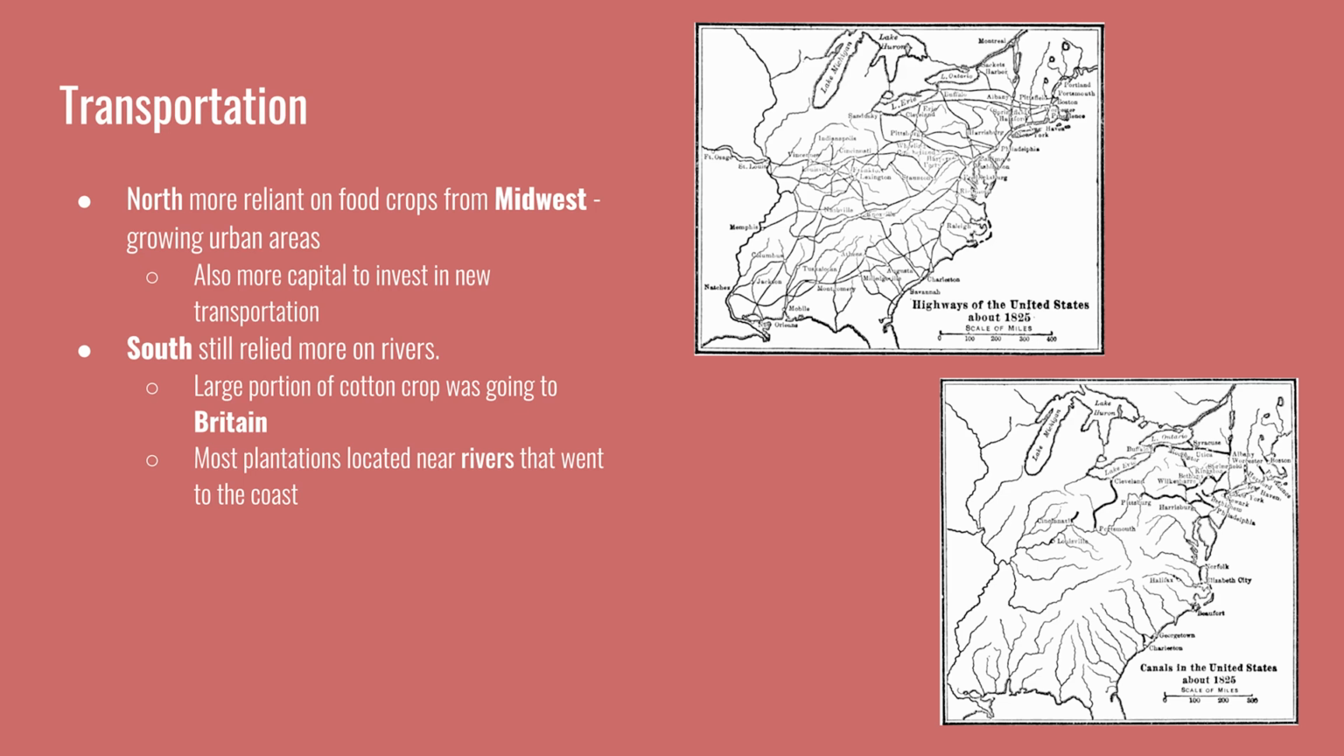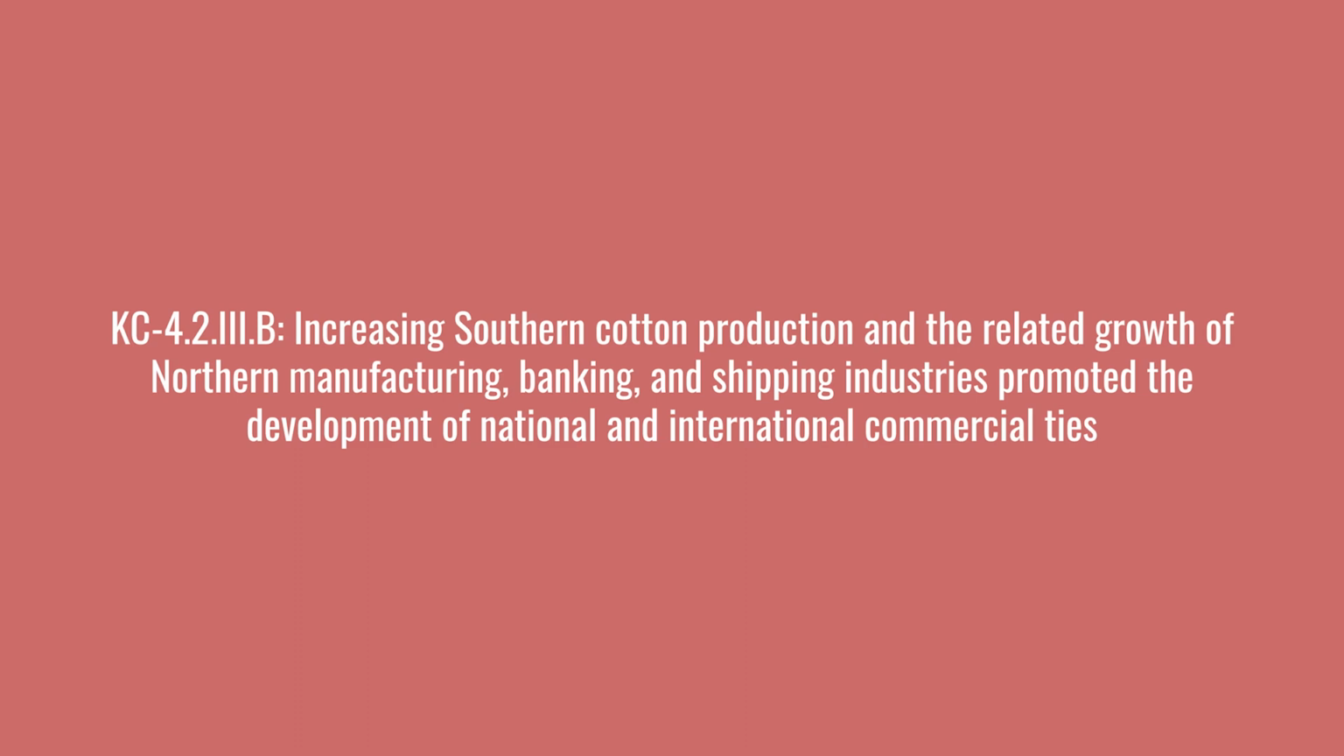These two transportation maps become more relevant later in the Civil War because the North's ability to move troops to southern lines was really advantageous, while the South's inability to keep up with that kind of movement plays a role in their defeat. The last key concept says increasing southern cotton production and the related growth of northern manufacturing, banking, and shipping industries promoted the development of national and international commercial ties.